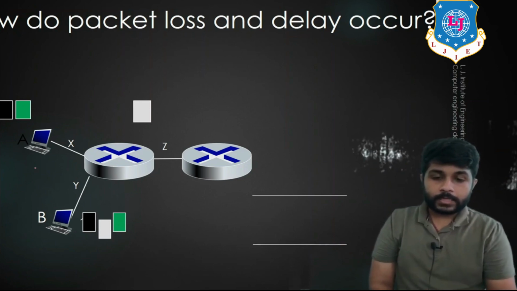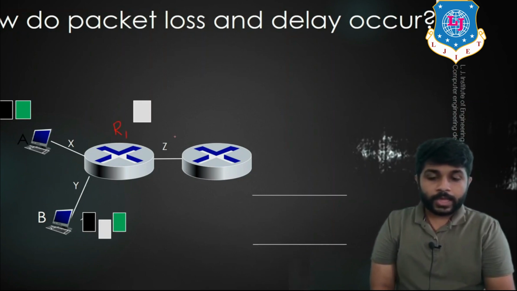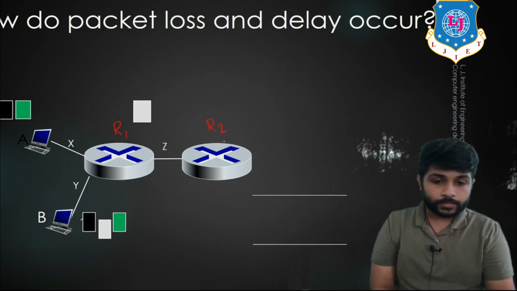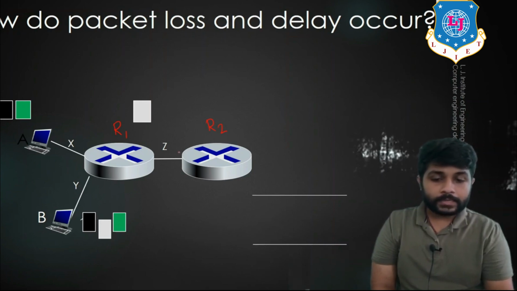You can see that there are two devices, A and B, connected to a router. Let's name this router R1, and the next router, to which R1 is connected, is R2. Now A wants to send 4 packets, and B wants to send 3 packets. The link connecting A and R1 is X, the link connecting B and R1 is Y, and the link connecting R1 and R2 is Z.